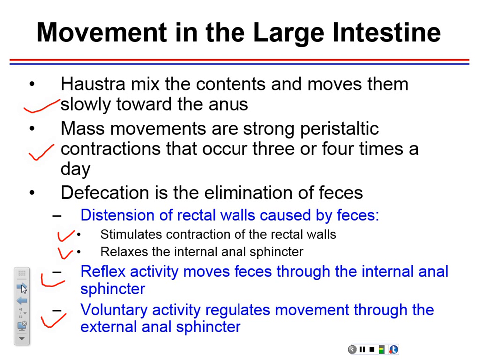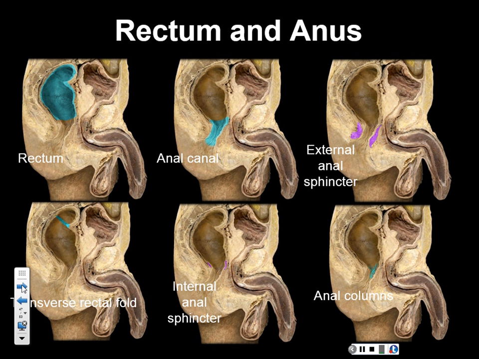Okay, so voluntary activity regulates the external sphincter, right? Because it's not always convenient to defecate when you have the defecation reflex. You know what I'm saying? So anyway, you can look at these later on. These pictures of the rectum and the anal canal, showing the internal sphincter and the external sphincter.